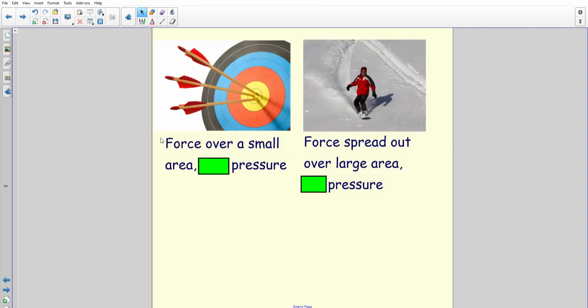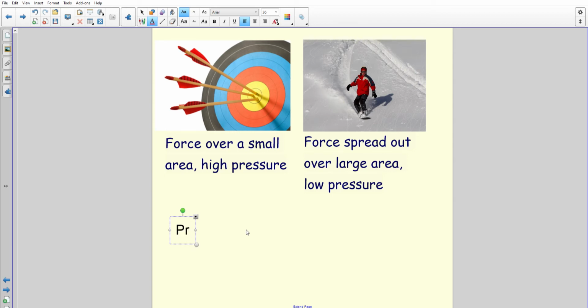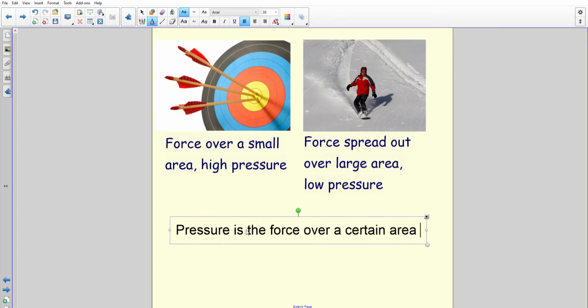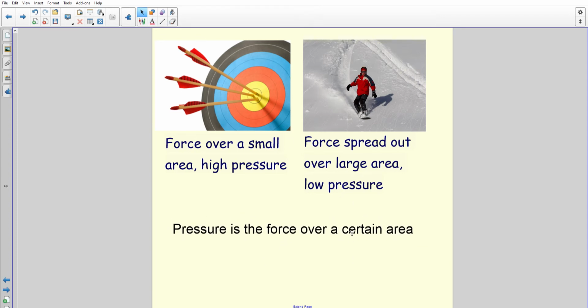Right, so if we have a large force over a small area, we get a high pressure. But if we can spread that force out over a large area, we get a low pressure, because pressure is, okay, so pressure is the force over a certain area. Okay, so it's basically talking about not just how much force you've got, but how spread out that force is.